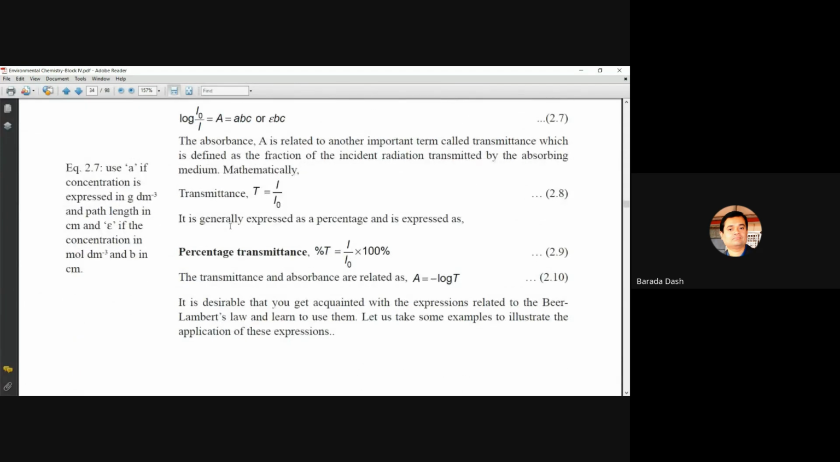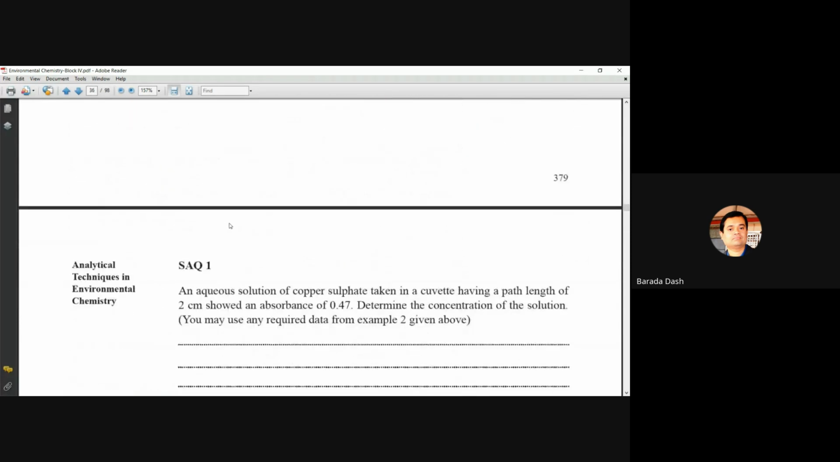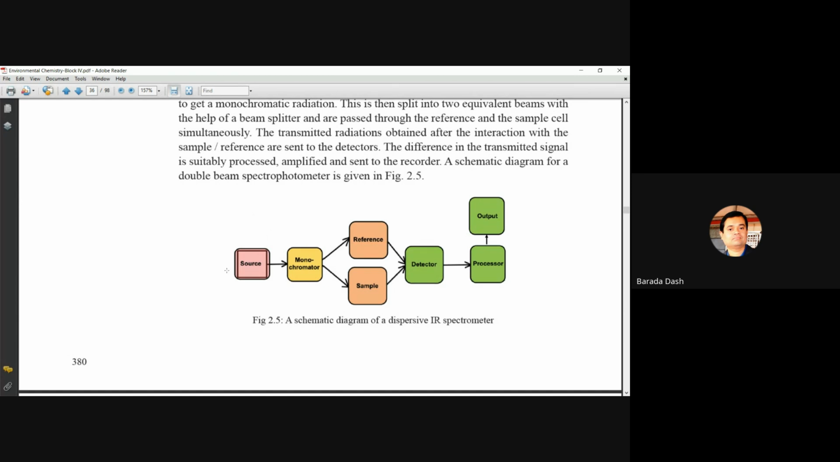Beer's law, and I just told you the definition of Beer's law and Lambert's law. Next is basic instrumentation. You have a UV visible source. There is a monochromator. When the UV visible source light is there, it emits light of different wavelengths. But when the light passes through the monochromator, it filters most of the wavelengths, and only a single frequency or wavelength of radiation is passed.